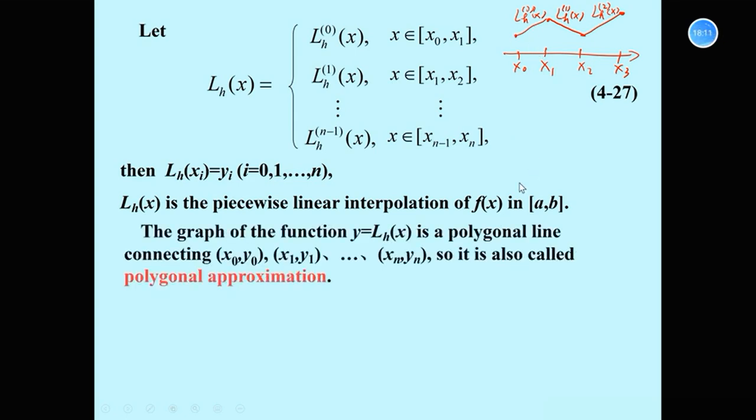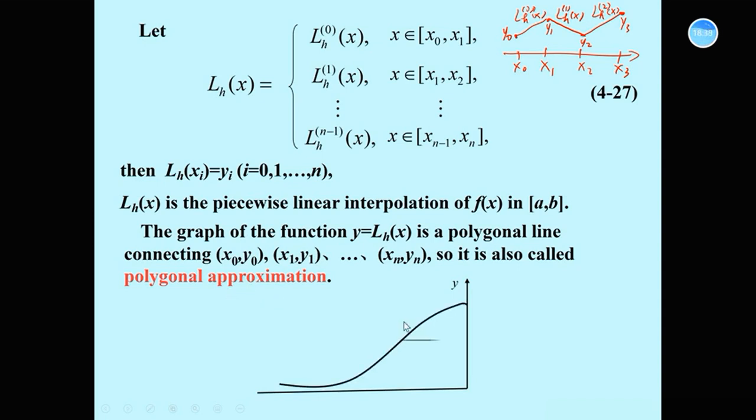Okay, so the graph of the function y equal to L_h is a polygonal line connecting these points (x0, y0), (x1, y1). So this point is (x0, y0), right? This is y1, this is y2, this is y3. Okay, so it is called polygonal approximation.